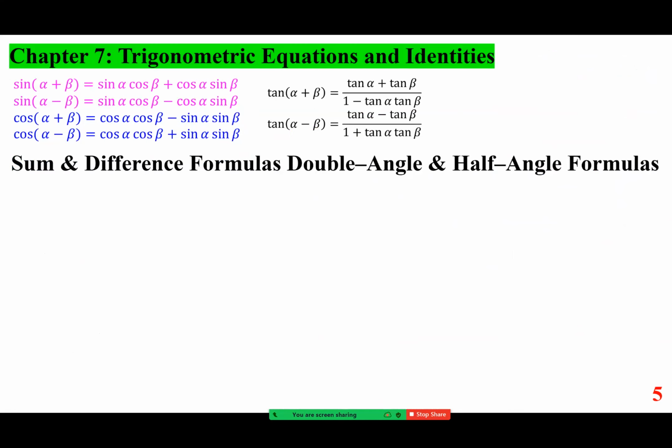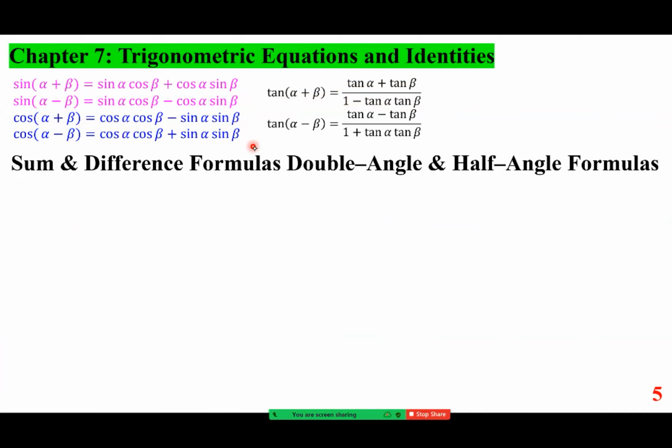Let's look at some of the identities, refreshing everybody's memory. Sine of alpha plus beta is sine alpha cosine beta plus cosine alpha sine beta. So when we change the beta to minus beta, it gives us this one. Cosine alpha plus beta is cosine alpha cosine beta minus sine alpha sine beta. And again, for negative, you can do that. Tan of alpha plus beta is tan alpha plus tan beta over 1 minus tan alpha tan beta.